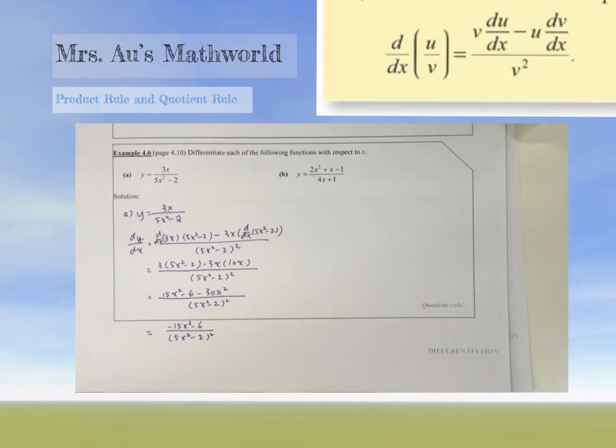So right now we check that for the upper part and the lower part, they don't have common factor. So this is the completed part of part A. So let's go to part B.